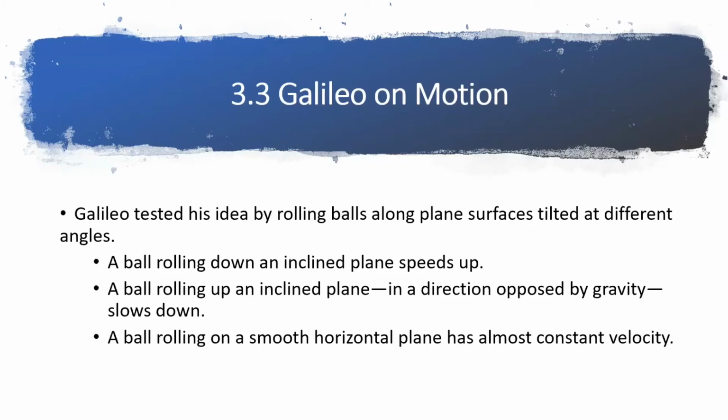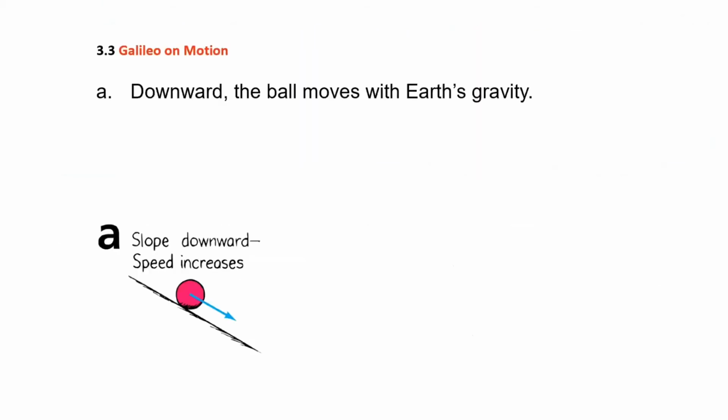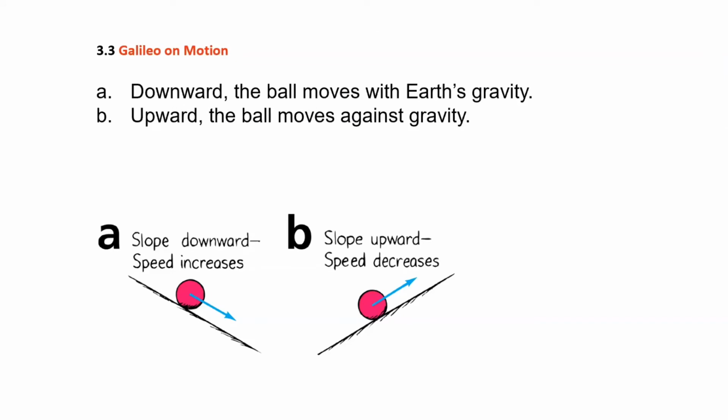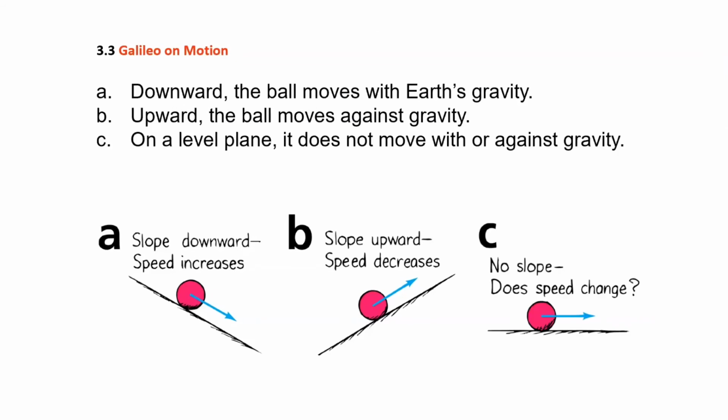So he tested his idea by rolling balls along plane surfaces tilted at different angles. And he noted that a ball rolling down an inclined plane speeds up, which is obvious. A ball rolling up an inclined plane, in a direction opposed by gravity, of course, slows down. A ball rolling on a smooth horizontal plane had almost constant velocity. And so here's a diagram. Let me just scroll down. Got these from the textbook.